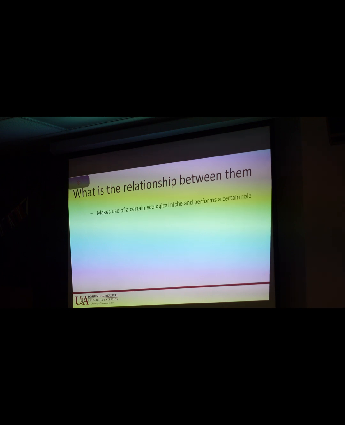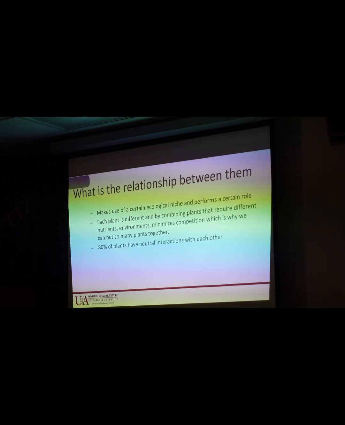So what's the relationship between all these different layers that I just talked about? We make use of that certain ecological niche that performs a certain role. Each plant is different, and by combining plants that require different nutrients and environments, this minimizes competition, which is why we can put all these plants together in the first place to make this ecosystem function.